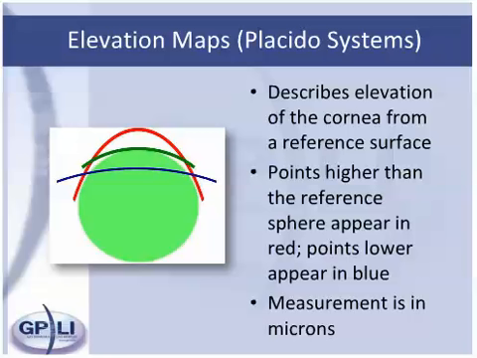The elevation maps in the Placido systems describe the elevation of the cornea from a reference surface. Placido systems will drop a reference sphere onto the cornea. The reference sphere is the sphere that aligns with the most number of points on the cornea. This is not an average cornea measurement. This is a best fit sphere. Any point on the elevation map that is higher than the reference sphere will appear in red. Any point that is lower than the reference sphere will appear in blue.